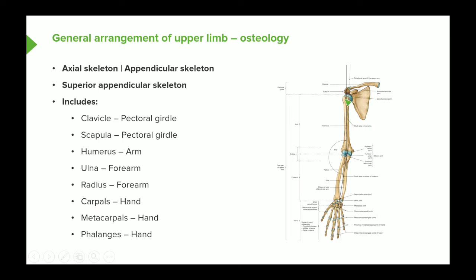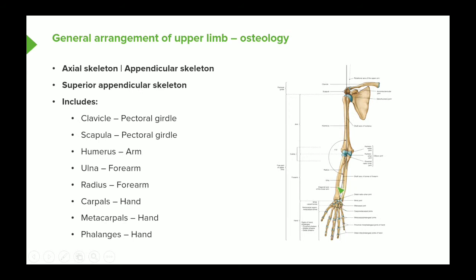We can then see we've got this long bone here, which is the humerus. The humerus is articulating with the glenoid cavity of the scapula, forming the glenohumeral or the shoulder joint. And then we have this long humerus that articulates with both the radius and the ulna to form the elbow joint. We can then see we have two long bones in the forearm, the radius and the ulna, the radius being lateral and the ulna medial.